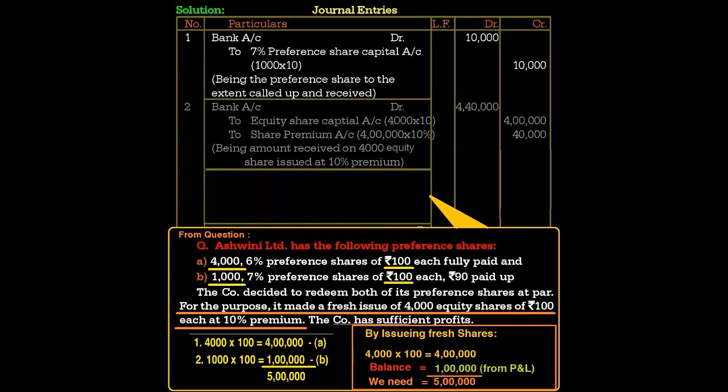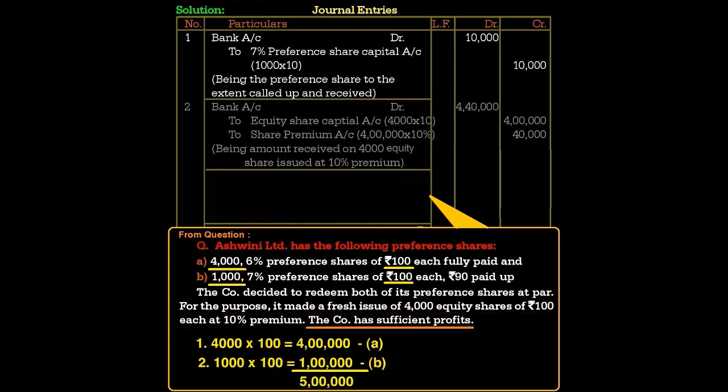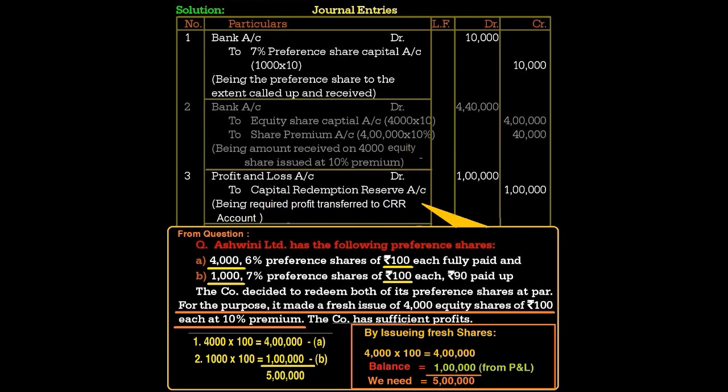They have given a sentence, the company has sufficient profit. So we can take 1 lakh rupees which we need for the redemption from our profit and loss account. So first we have to transfer that 1 lakh rupees from our profit and loss account to capital redemption reserve. So profit and loss account debit to capital redemption reserve 1 lakh rupees. It is the transfer of the divisible profit from profit and loss account to capital redemption reserve. Okay, now all the arrangements are over.